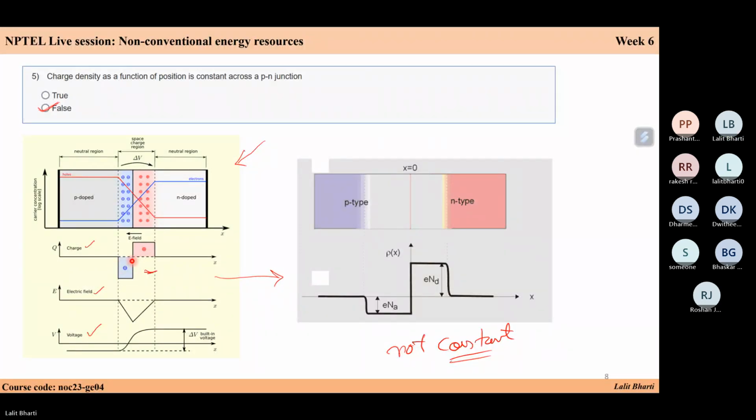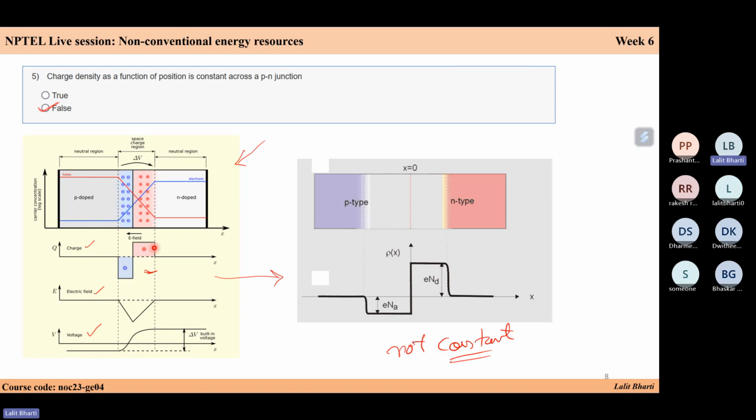negative charge region. And the electric field curve is something like this, which will be highest at the center. Then as you go away from the center, your electric field will be different. And your voltage will be highest at the edges. And as you go to the center of the interface, your voltage will come around zero. So this statement is false: charge density as a function of position is not constant.